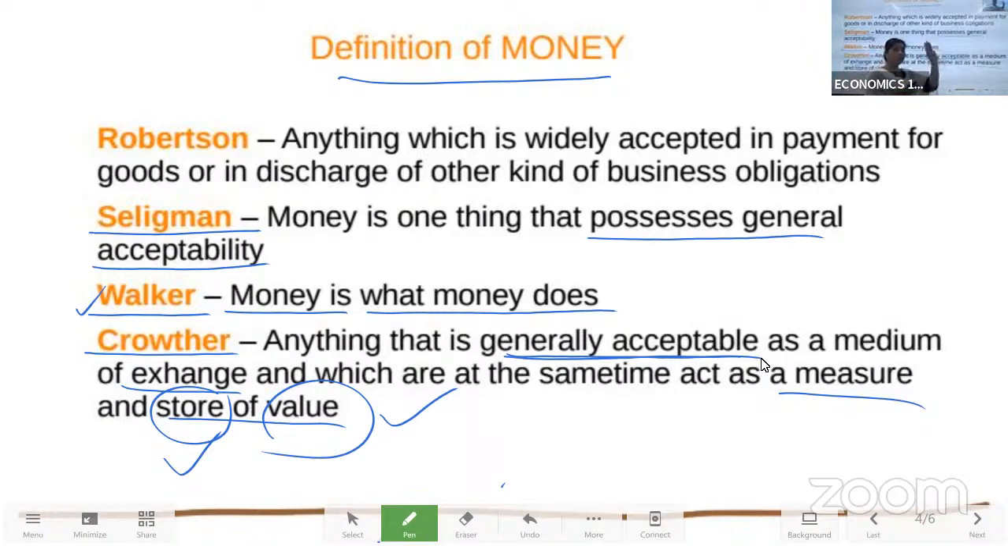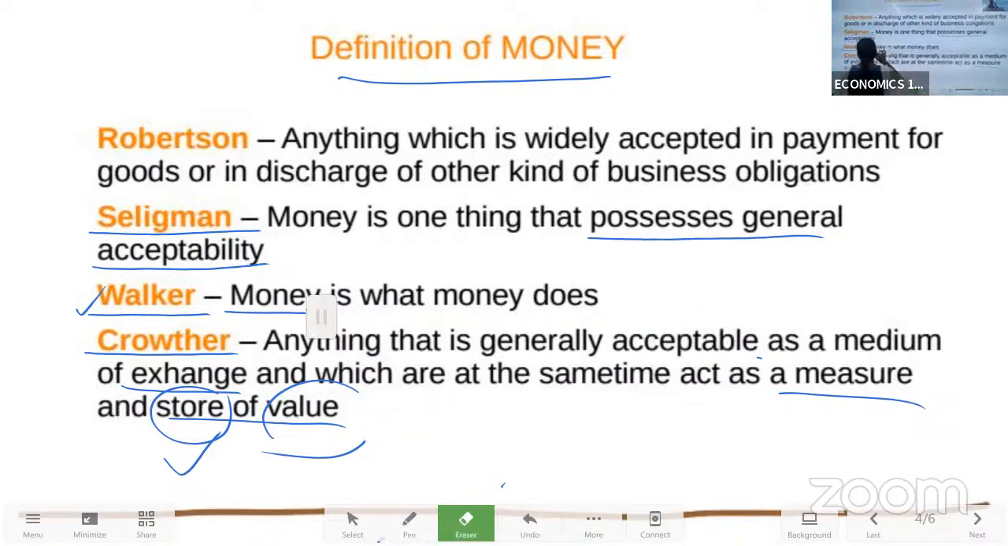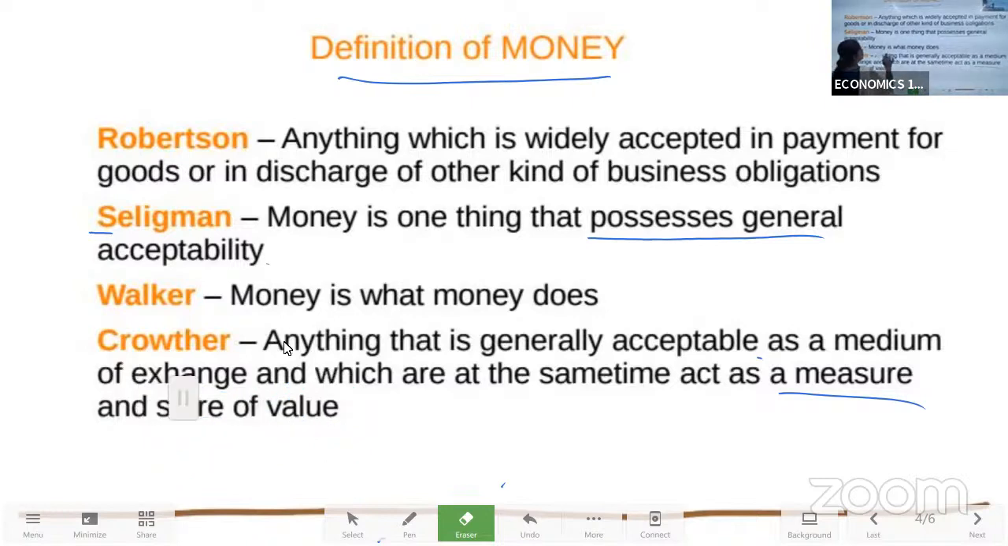In the Crowther definition, three words you have to remember as keywords: generally acceptable, measure of value, and store of value. We can measure it and we can store it. I hope it's clear. There are the four definitions. Let's see once again what those people who gave the definitions said. The four definitions we observed till now are the Robertson definition, Seligman definition, Walker definition, and Crowther definition.